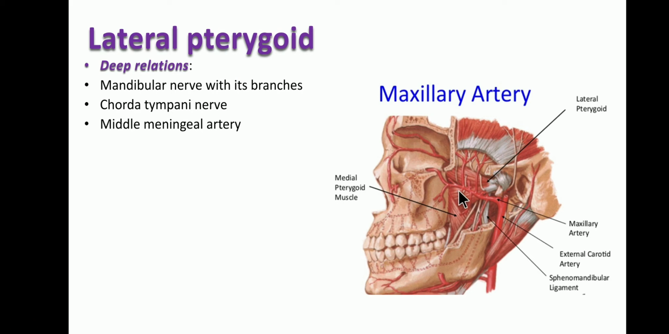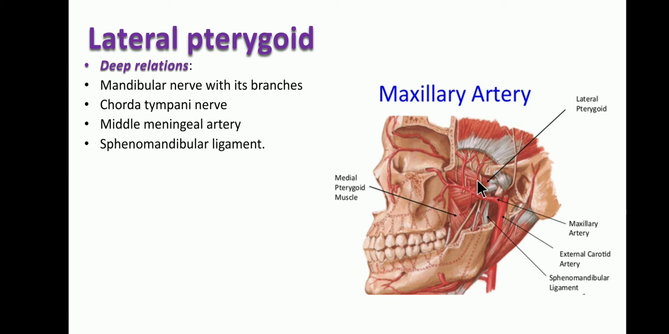Then you are able to see mainly the second part of the maxillary artery. Second part of the maxillary artery you are able to see here. Actually, the lateral pterygoid muscle divides the artery into three parts. First part prior to the muscle, second part on top of the muscle, and the third part after passing between the two heads of the lateral pterygoid, it continues as the third part.